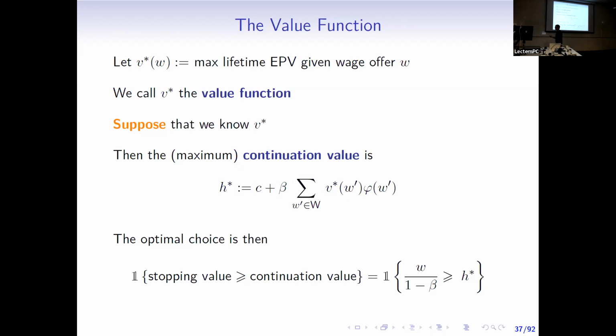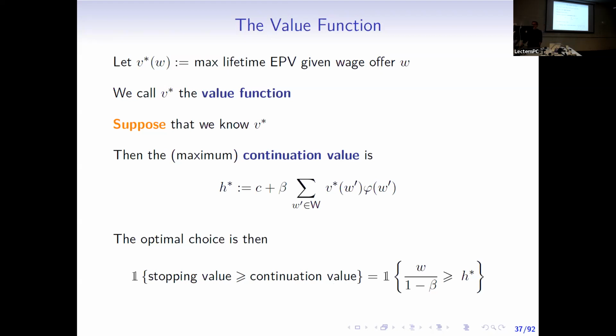So if I know V star, then I know my continuation value. And once I know my continuation value, I know my optimal choices. I'm going to stop if the stopping value, which is W over 1 minus beta, exceeds the continuation value, and otherwise I'm going to keep going.